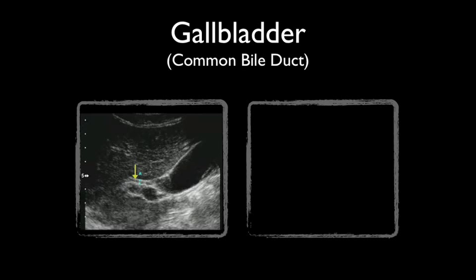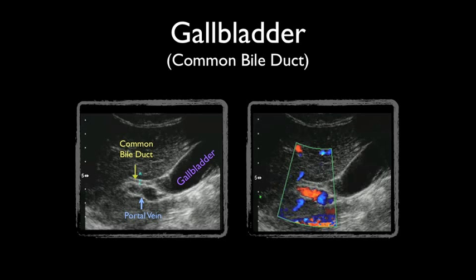To evaluate the common bile duct, first locate the gallbladder and follow it back toward the neck until you see the common bile duct. Just below it, you will see another anechoic structure. This is the portal vein. If in doubt, color mode may be displayed, which will allow you to see and confirm flow within this vessel. Simply place the color display box over the vessel.